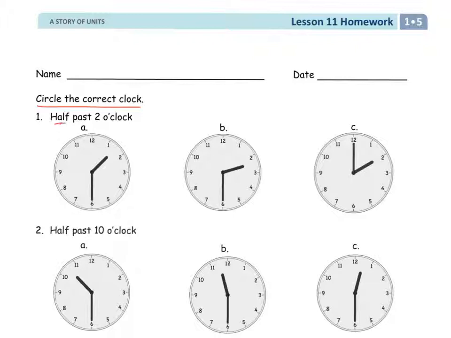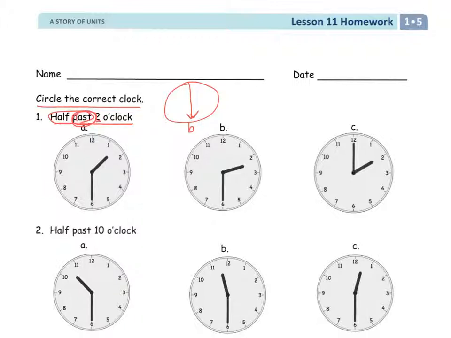So the first one says, half past 2 o'clock. And when I see half past, I know that halfway around the clock is right here. The minute hand should be pointing at the 6. And when I'm looking at the 2, I know that the hour hand is going to be pointing past the 2, and that's what this statement says, half past 2.